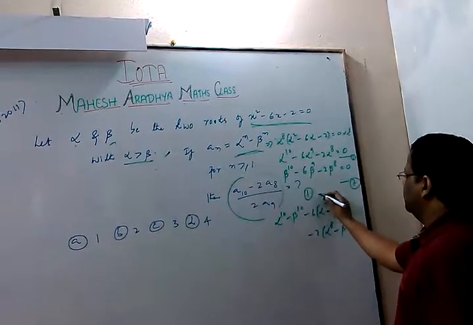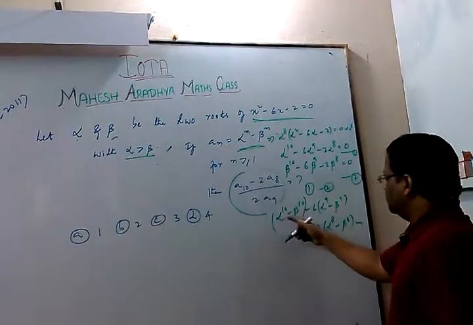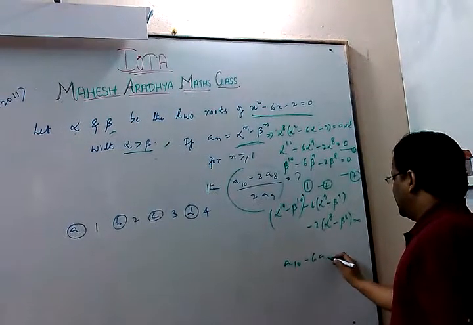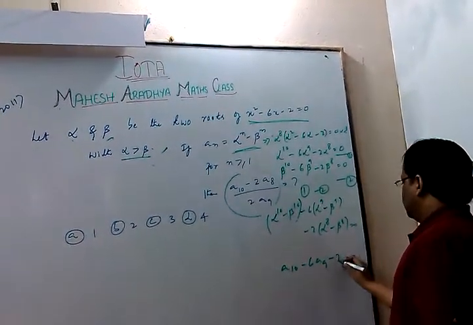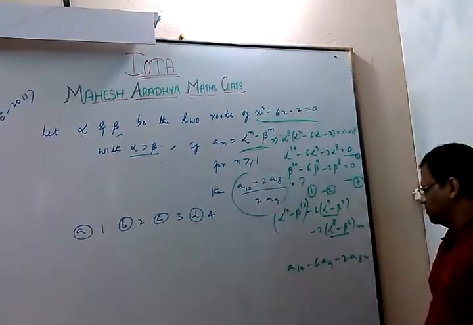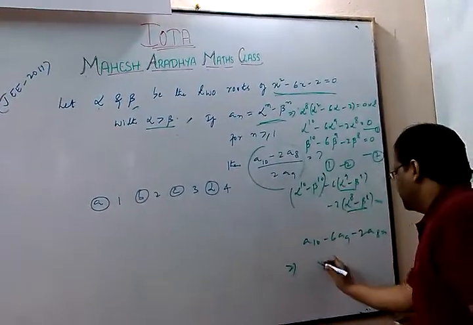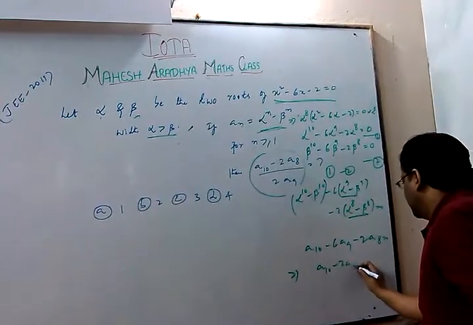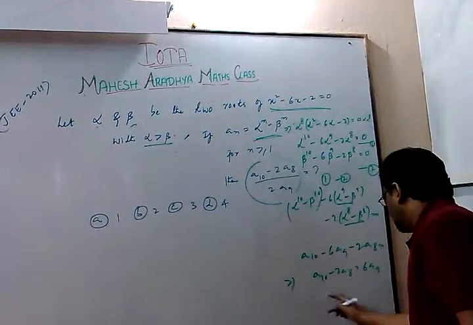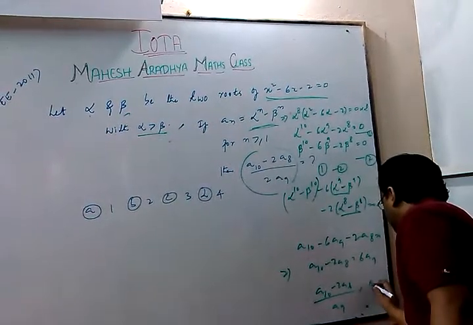What am I doing here? I am doing 1 minus 2, which gives this expression. So what is alpha 10 minus beta power 10? A10. What is this? 6a9 minus 2 into a8 is equal to 0. We got the definition here, we are deducing. So this implies a10 minus 2a8 is equal to 6a9. The 2a9 is there, so I will send it down: a10 minus 2a8 divided by a9 is equal to 6.